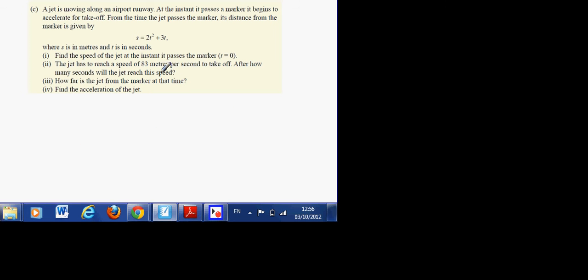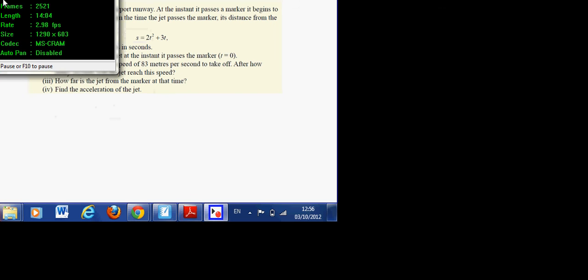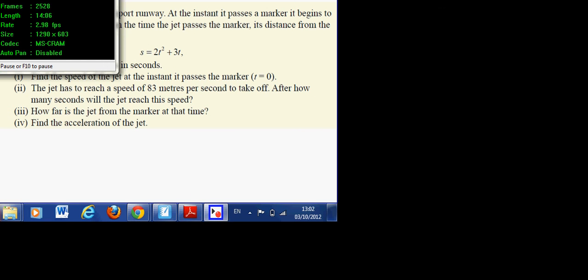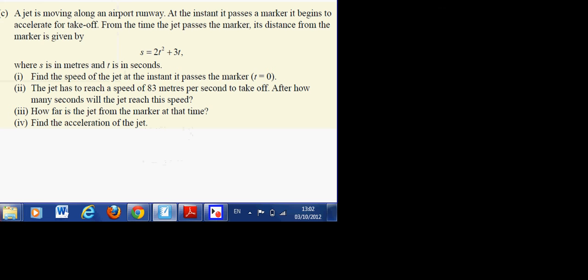Next one. Okay. What you're first going to notice is you're going to underline keywords as you go along, okay? Airport runway, fair enough. The instant it passes a marker, okay? So the airplane passes the marker, and what happens is the time starts now. T equals 0 is when it passes the marker. Then it travels further on, okay?